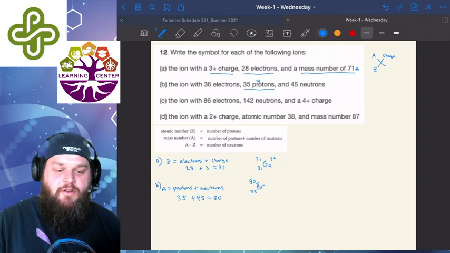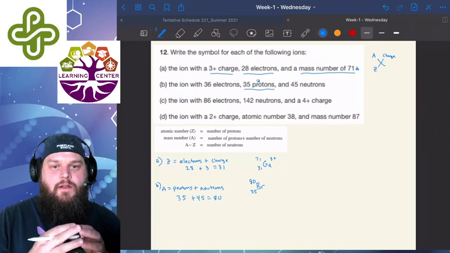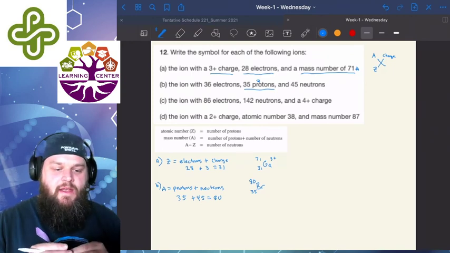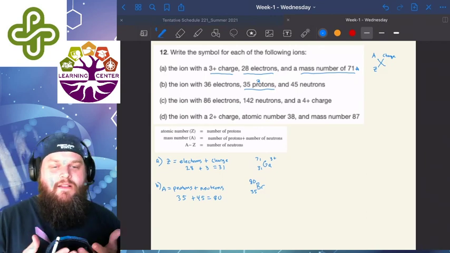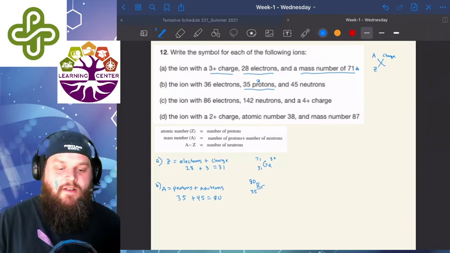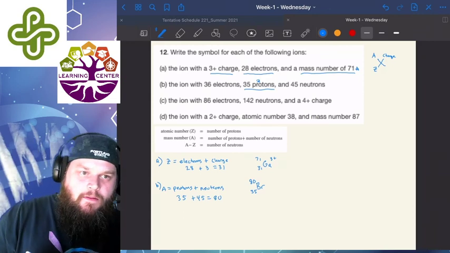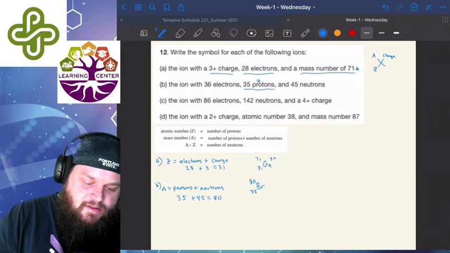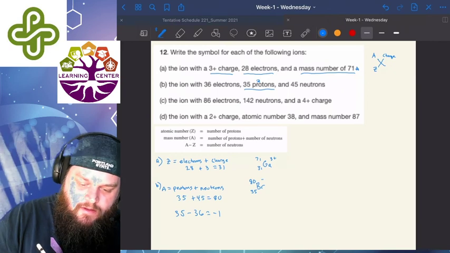Now to find out the charge, like I had said earlier, a neutral atom has a charge of 0 and an equal number of protons and electrons. So we can find out what that is by finding the difference in there. If there's more electrons than the protons, it'll be a negative charge. If it's less electrons than the protons, it's going to be a positive charge, because protons are positively charged, electrons are negatively charged. So we can say the protons are 35, and we can minus from that the electrons, 36, which is equal to -1. So that means our charge is 1 negative.